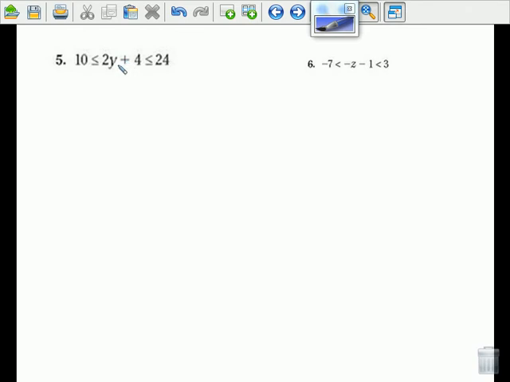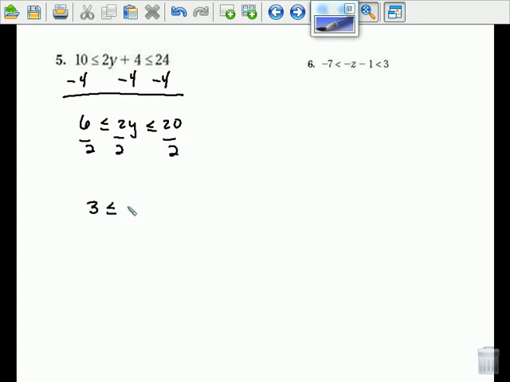Here I have a couple more "ands." So I'm going to first subtract the 4. So this is a two-step inequality. I get 6 is less than or equal to 2y is less than or equal to 20. Divide all terms by 2. And I get 3 is less than or equal to y is less than or equal to 10.